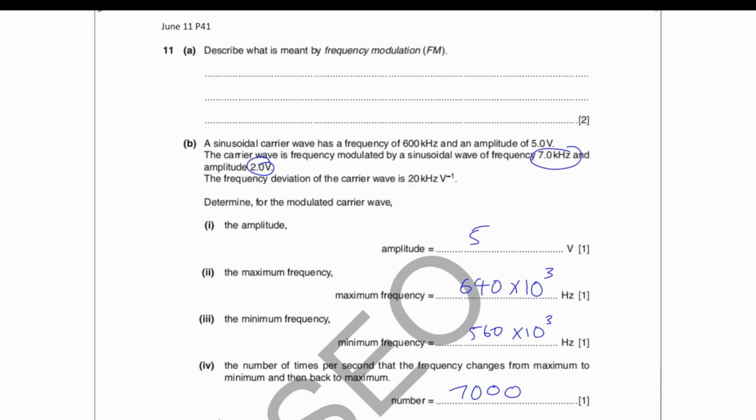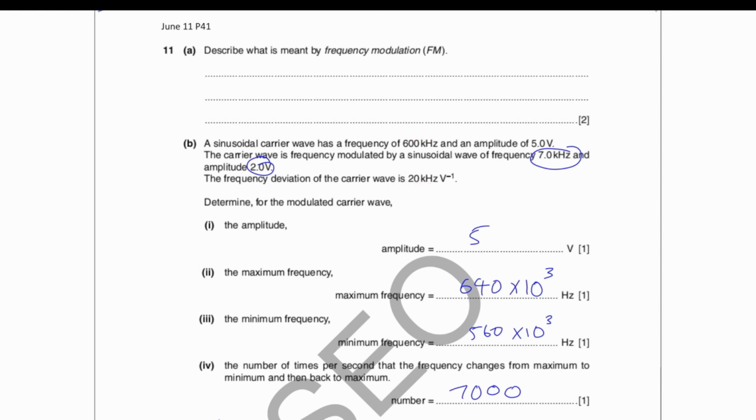So what does it mean, right? Now remember, the frequency of the carrier wave will change according to the displacement of the information signal. So for example, the 1 volt here per volt here is referring to the displacement of the information signal. For every 1 volt of the information signal, the frequency of this carrier wave will vary by 20 kHz.